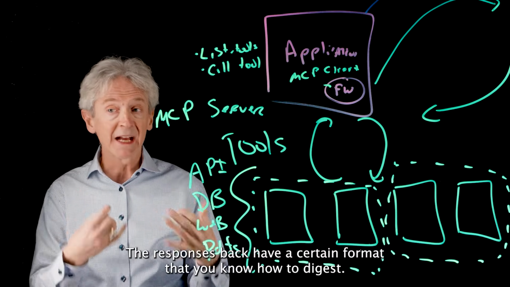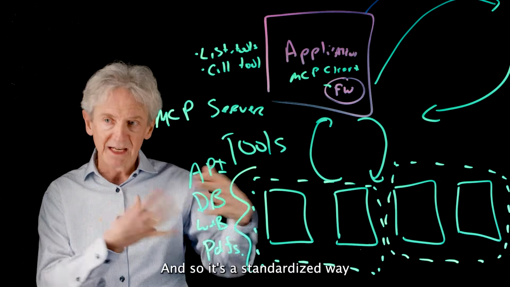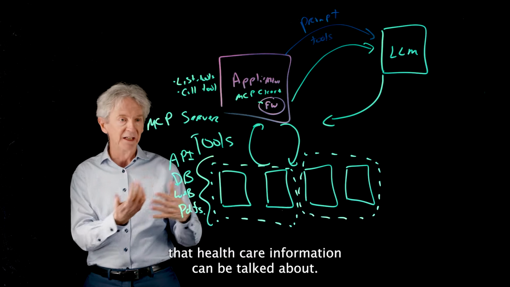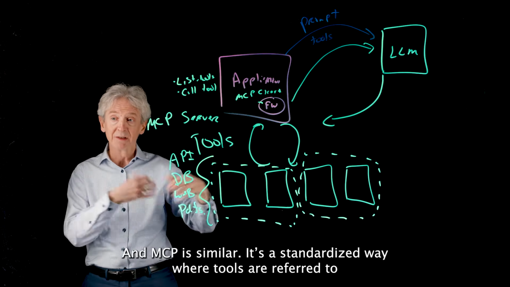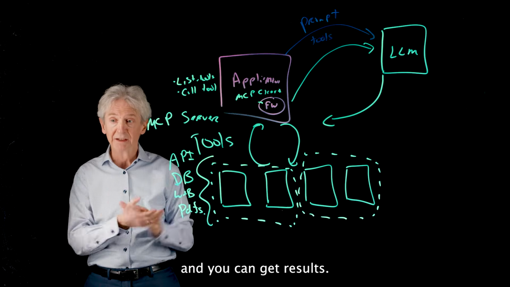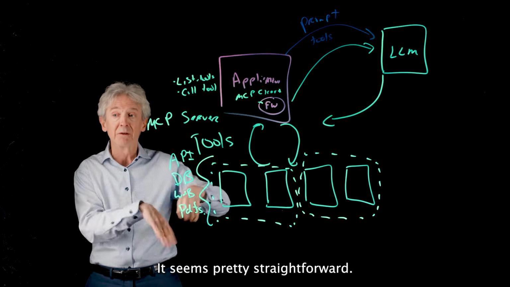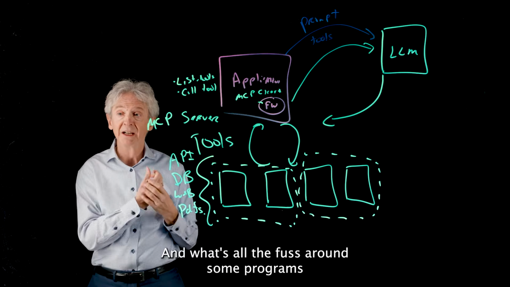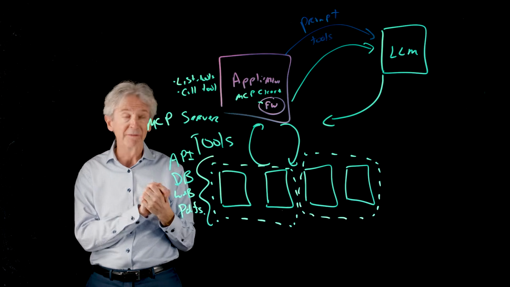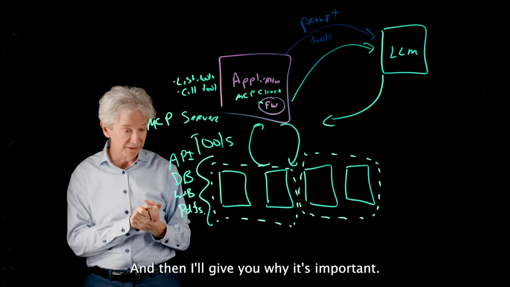The responses back have a certain format that you know how to digest, and so it's a standardized way that healthcare information can be talked about. And MCP is similar. It's a standardized way where tools are referred to and you can get results. So the second question is, why is this such a big deal? It seems pretty straightforward, and what's all the fuss around some programs calling other programs in a standardized way? So let me erase this, and then I'll give you why it's important.